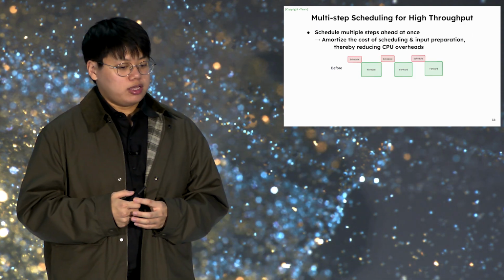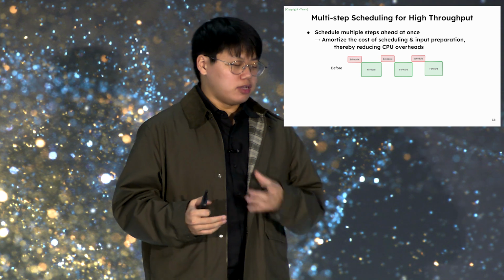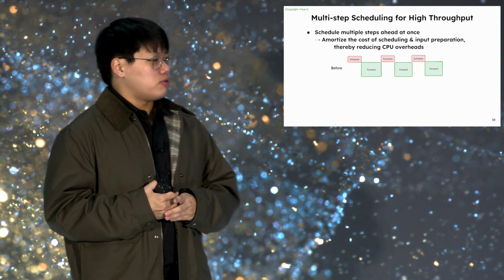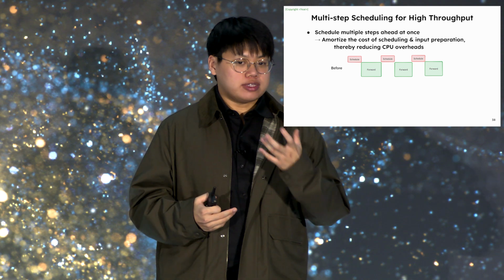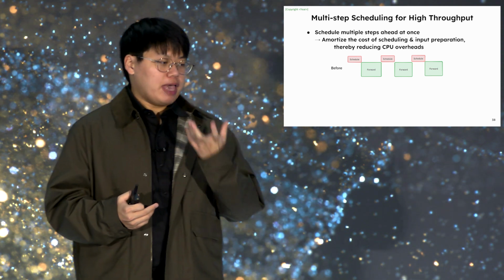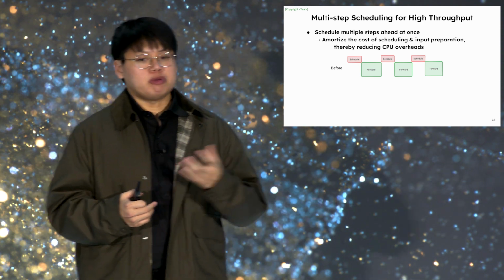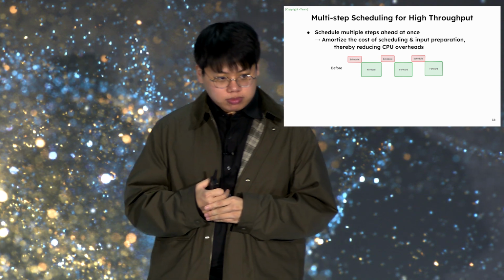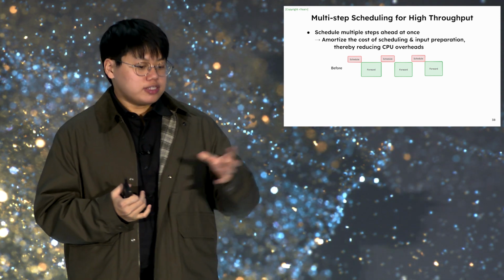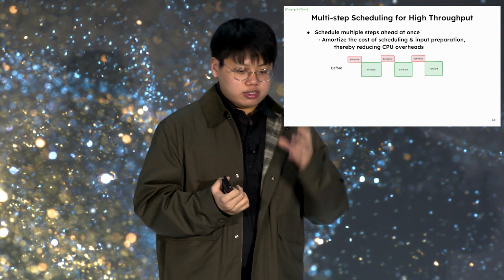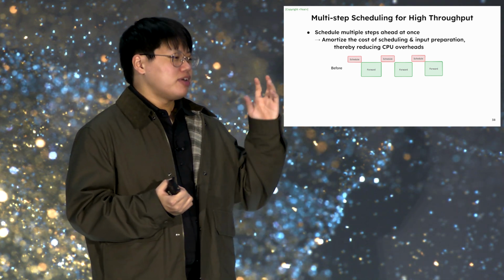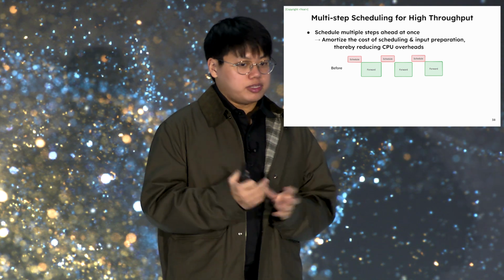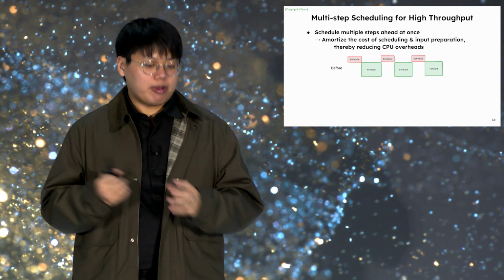For the high throughput case, we recently integrated a new optimization called multi-step scheduling. So vLLM used to do scheduling every step, paying the overheads of scheduling, input preparation, and output processing, and so on and so forth. And with these optimizations, vLLM now schedules multiple steps ahead, thereby amortizing all of this cost and thereby increasing the throughput.